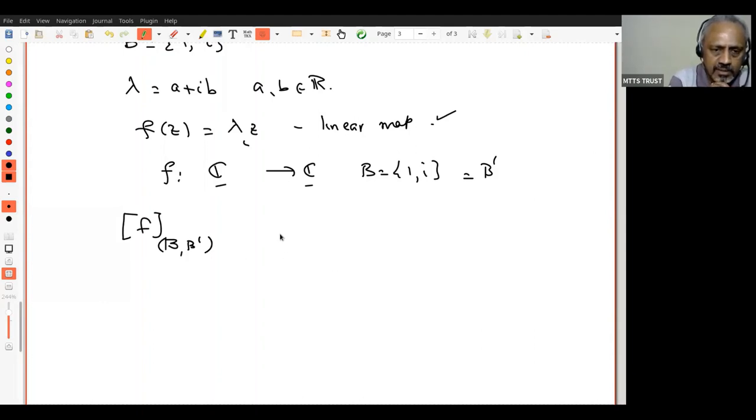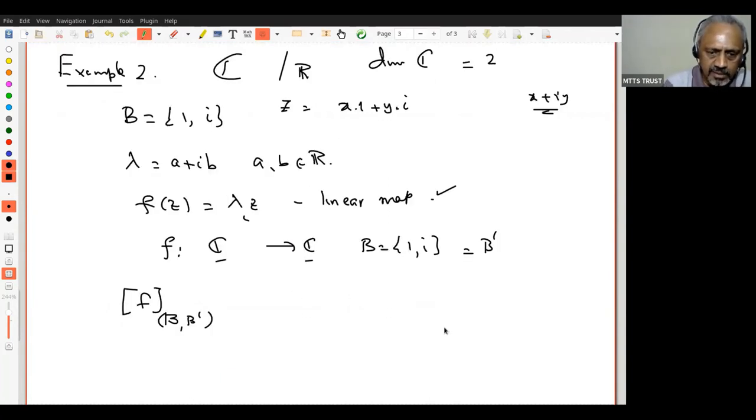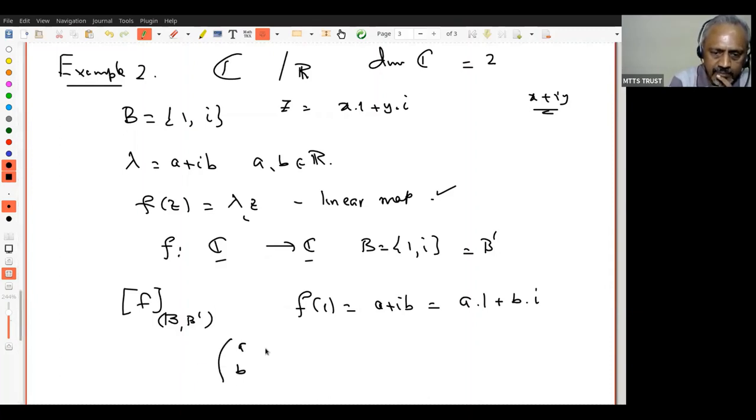Let's go back. Now, what should be the first column? First column should be the image of the first basic vector here, that is f of 1. And then what should I do? Take f of 1, write it as a linear combination of the ordered basis on the codomain. There also it is 1 comma i, right? Therefore, what is f of 1? f of 1 is a plus ib. So how will I write it in terms of the ordered basis B dash? It is a times 1 plus b times i. Therefore, what should be the first column? First column will be a comma b. You understood this?